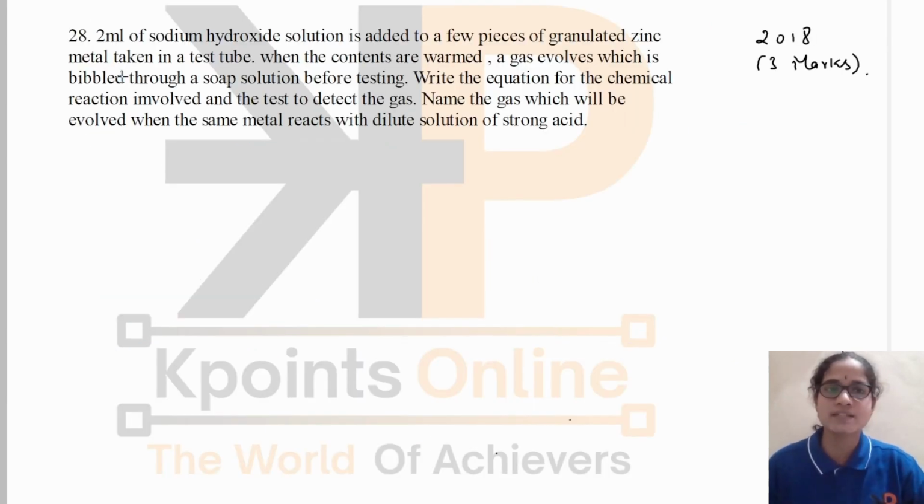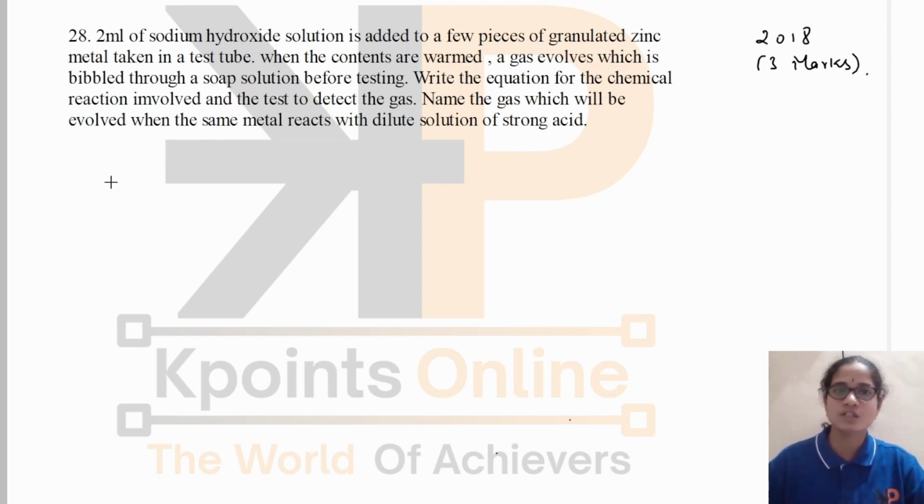Now the next question is, 2 ml of sodium hydroxide solution is added to a few pieces of granulated zinc metal taken in a test tube. When the contents are warmed, a gas evolves which is bubbled through a soap solution before testing. Write the equation for the chemical reaction involved and test to detect the gas. Name the gas which will be evolved when the same metal reacts with dilute solution of strong acid.